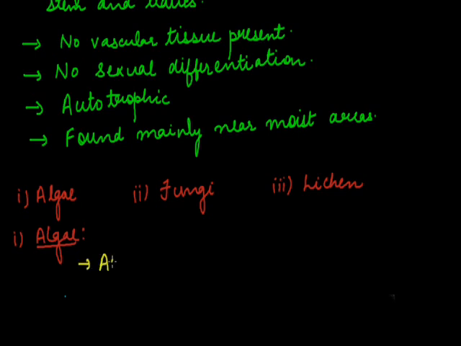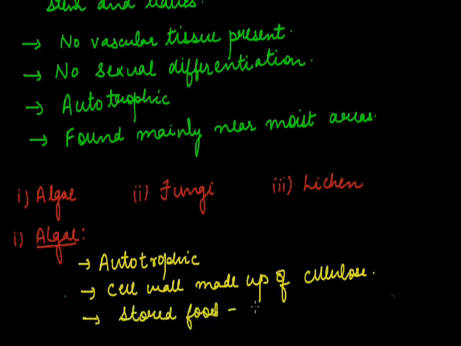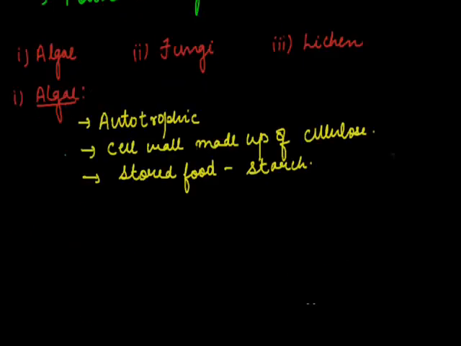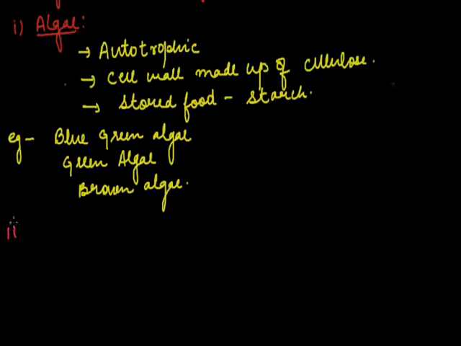It is autotrophic. Cell wall is made up of cellulose. Stored food is starch. The examples of algae are blue-green algae, green algae, brown algae.